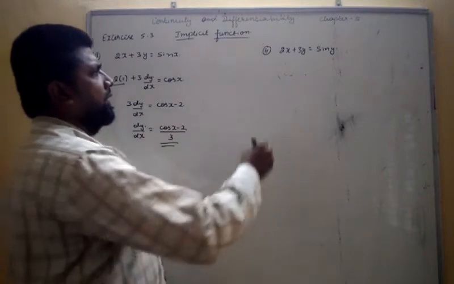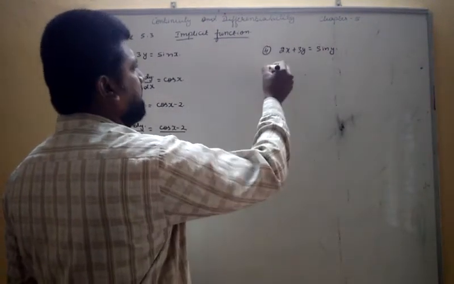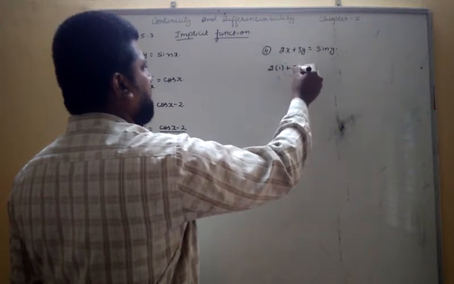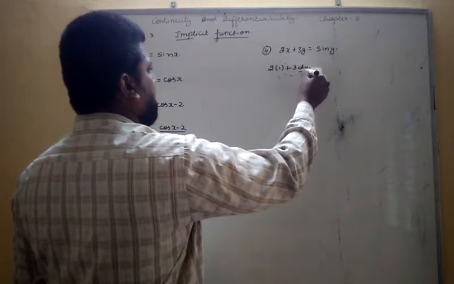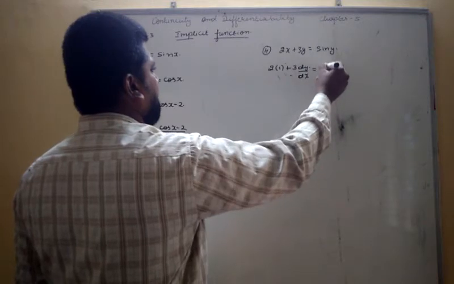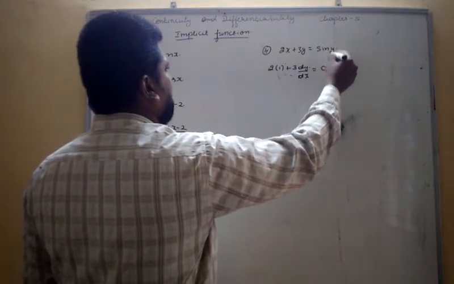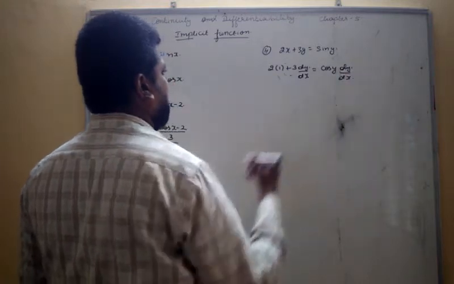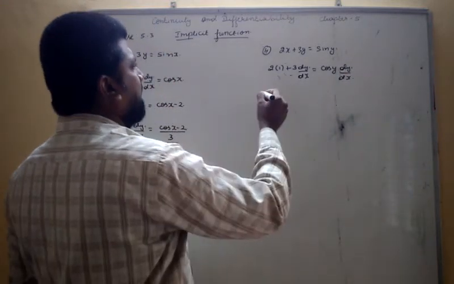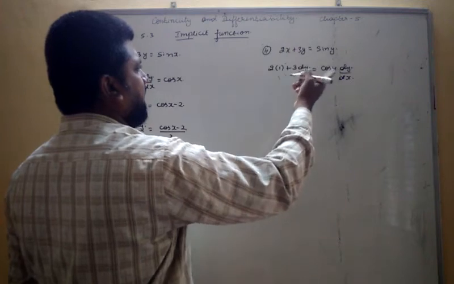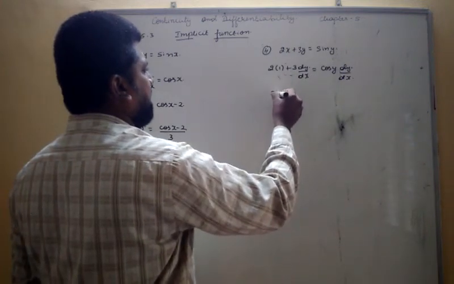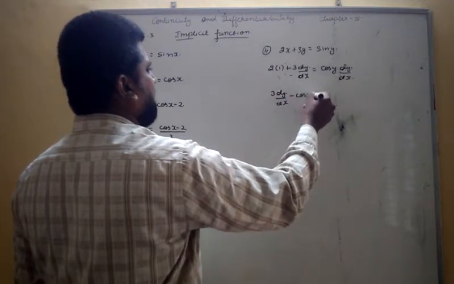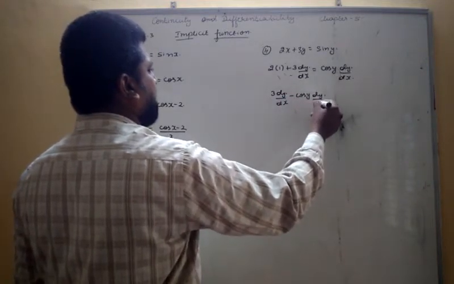Here, same problem. 2 is a constant, x differentiation is 1. 3 is a constant, y differentiation is dy by dx. Then sin differentiation is cos. In the place of x, y is there, so again you have to apply the chain rule here, dy by dx. Then shift to the right side. Then take cos to the left side, 3 dy by dx minus cos y dy by dx.